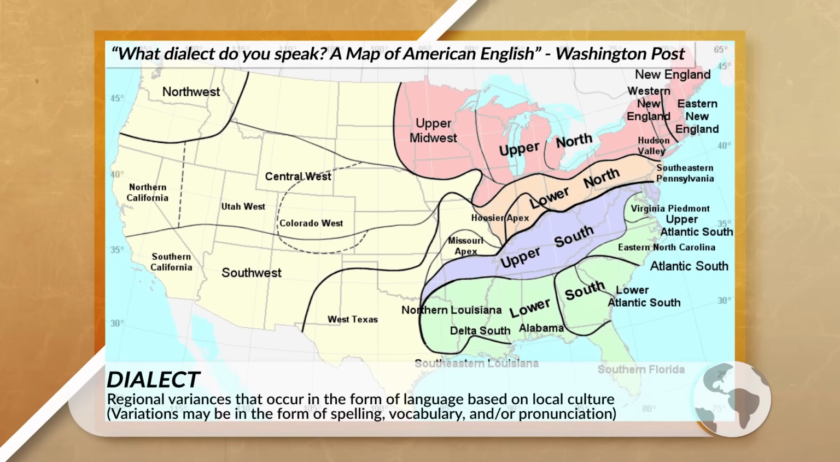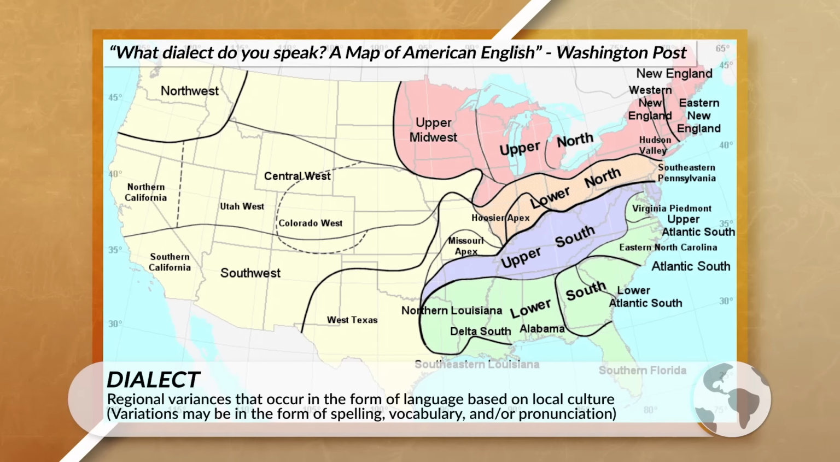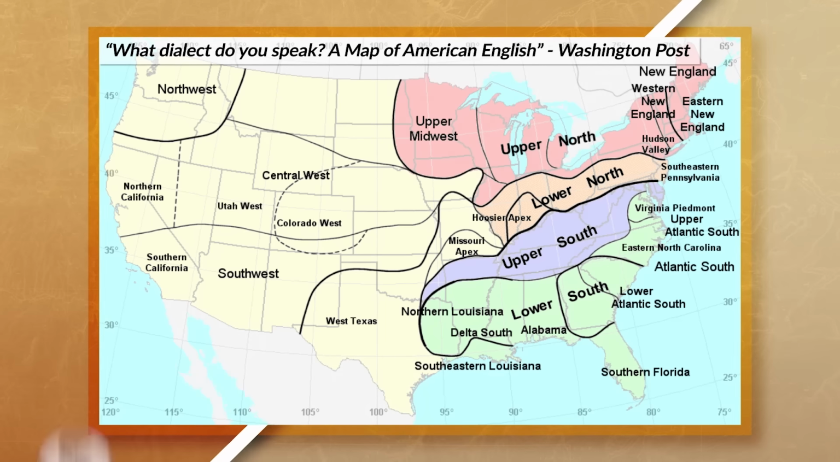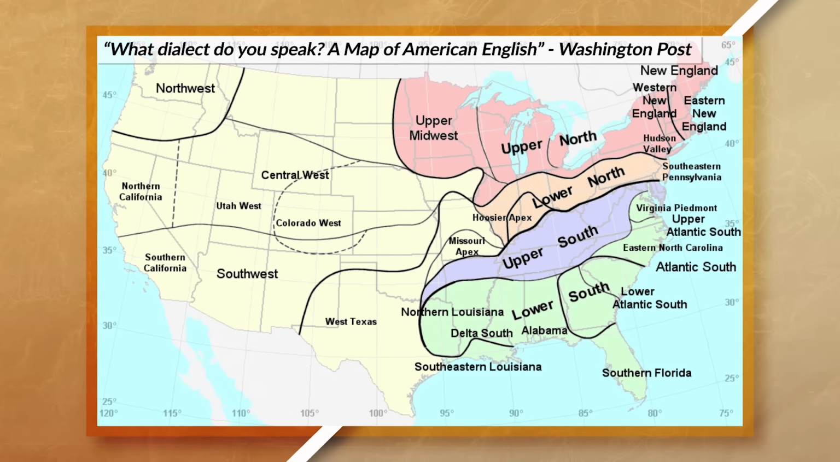Now, one thing we can notice when it comes to languages is that as you move around a large geographic area, you often will encounter different dialects, which are regional variances that occur in the form of a language that are based on the local culture. Dialects can be differences in spelling, vocabulary, or pronunciation of certain words. For example, I'm from Minnesota and we drink pop, not soda.